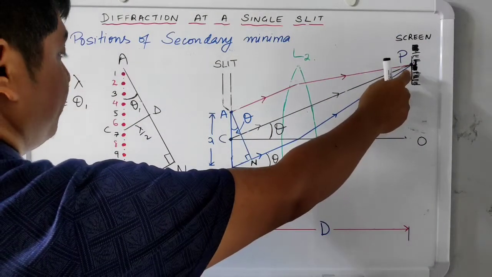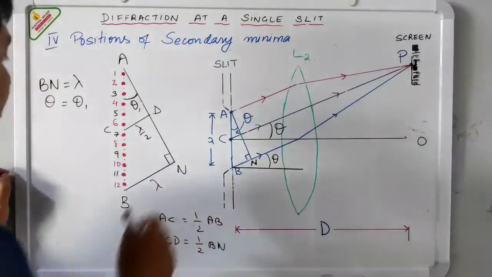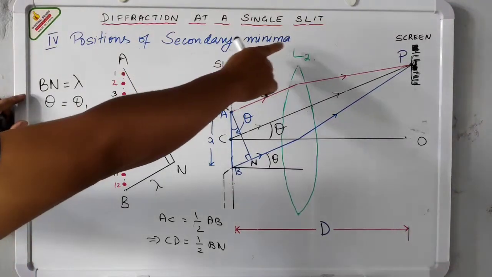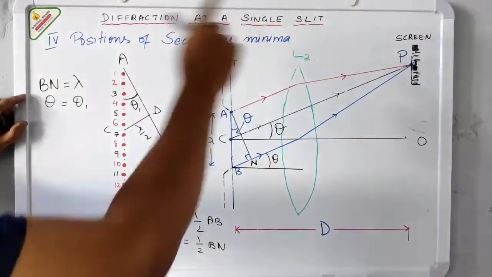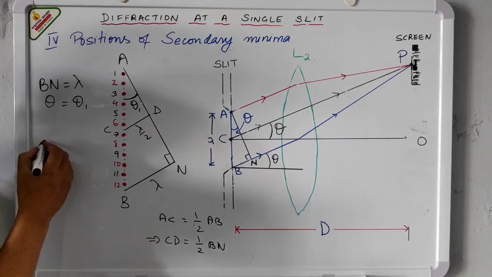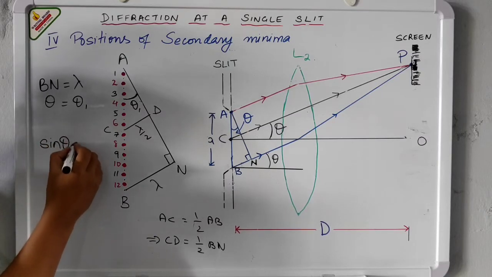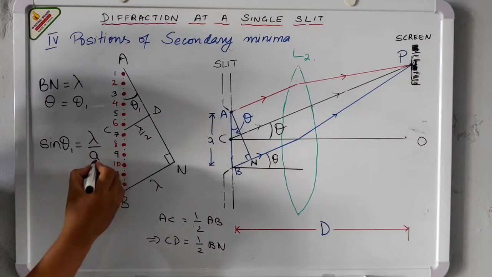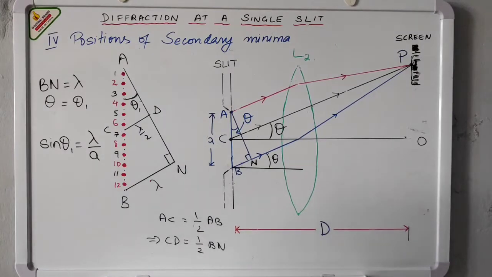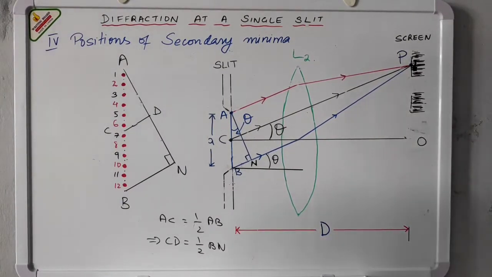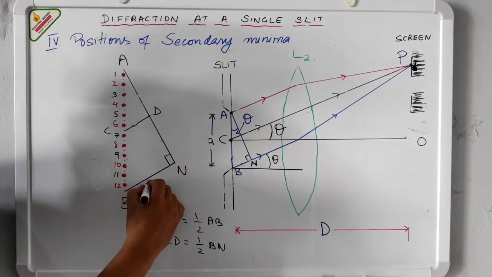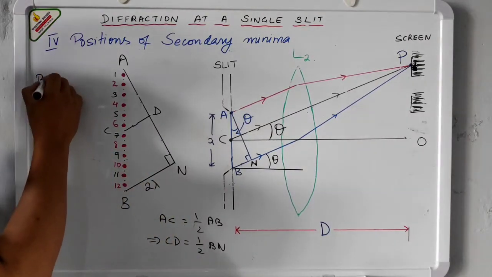The position of P now is the position of the first secondary minimum. So for the first secondary minimum, it will follow sine theta 1 equal to lambda by A. Okay, this is for the first secondary minima. Now let us choose another position of P such that Bn is equal to 2 lambda.